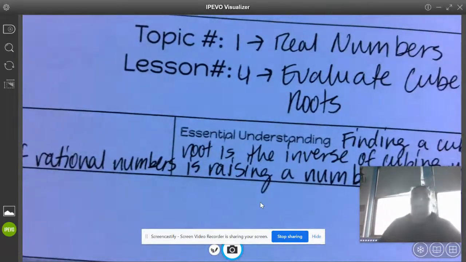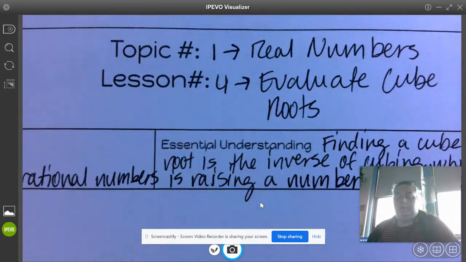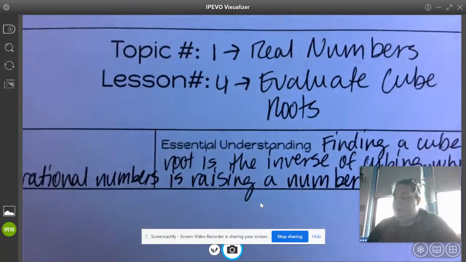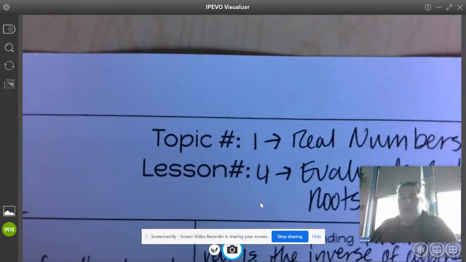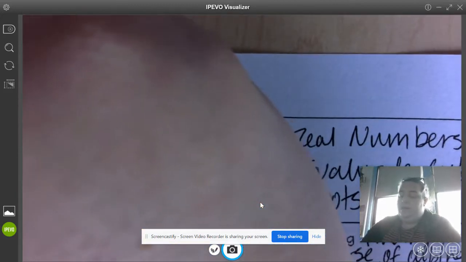So we've been talking a lot about perfect squares and square roots this week. Today we're going to move into cube roots, which are very similar. You should have these notes out and be taking them along with the video.